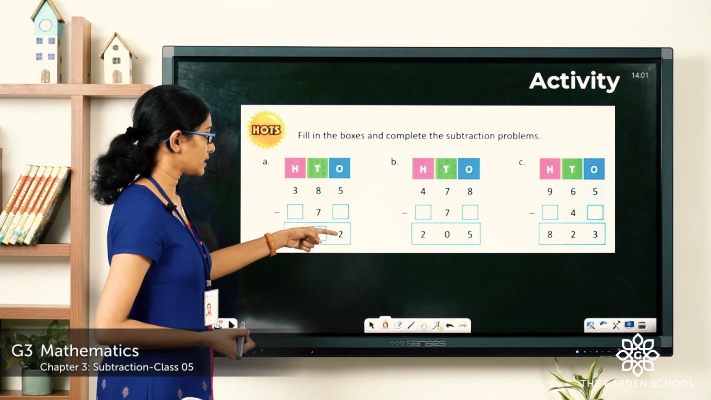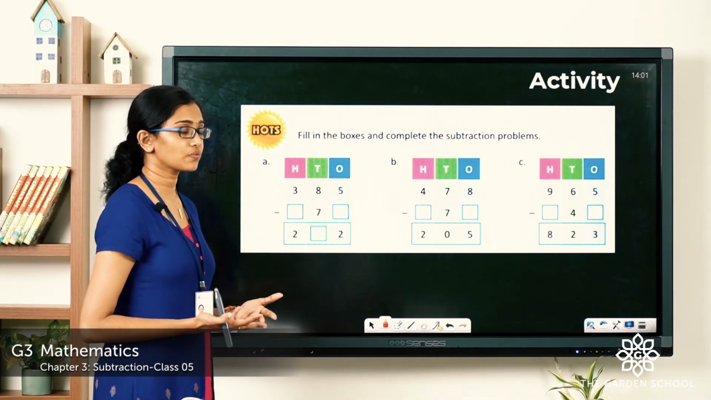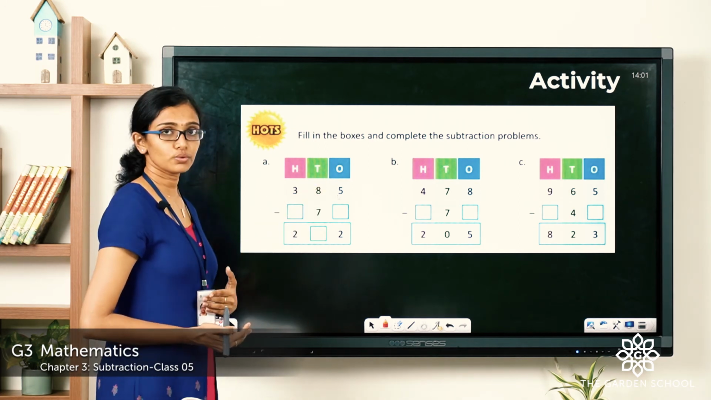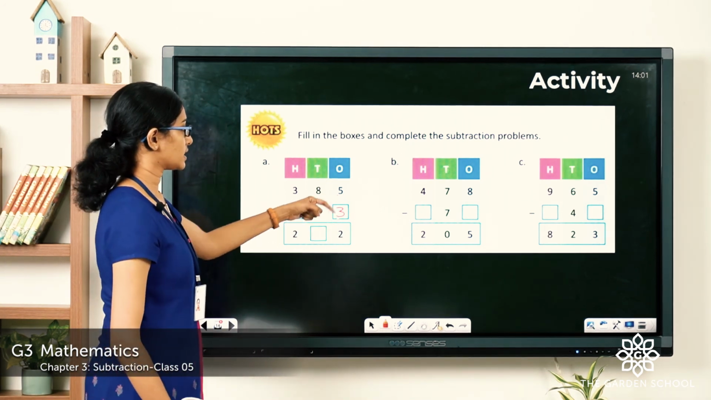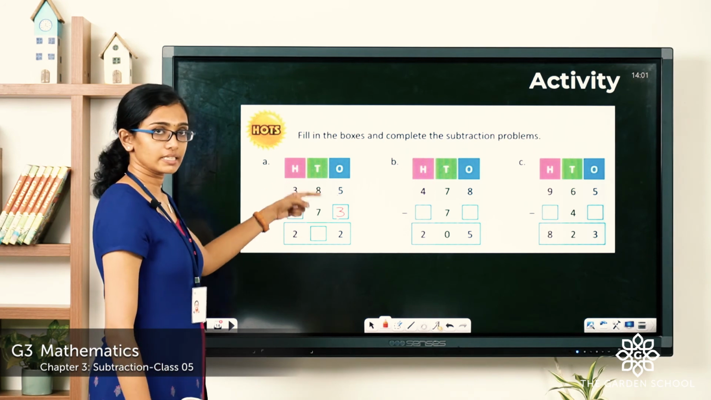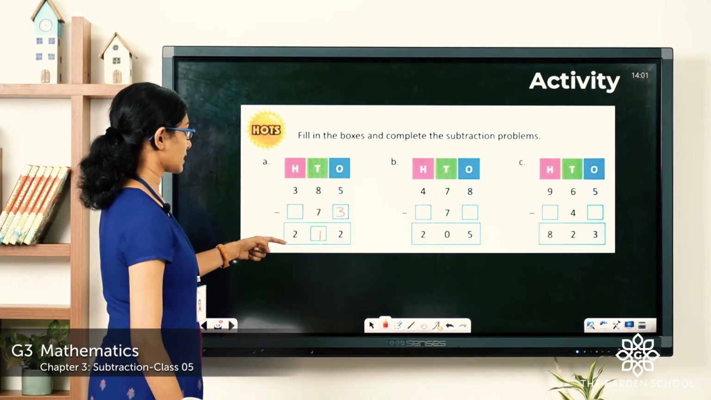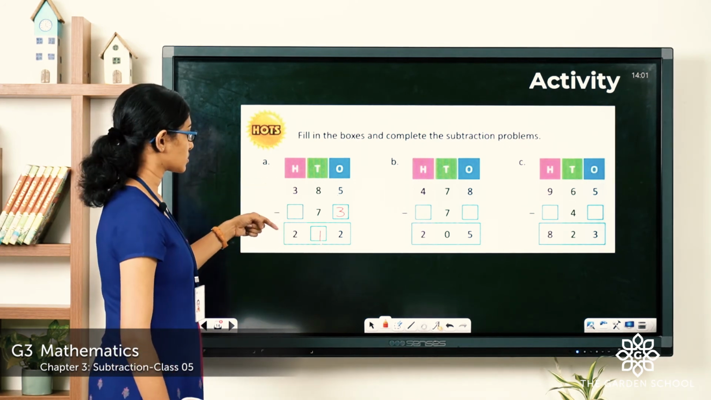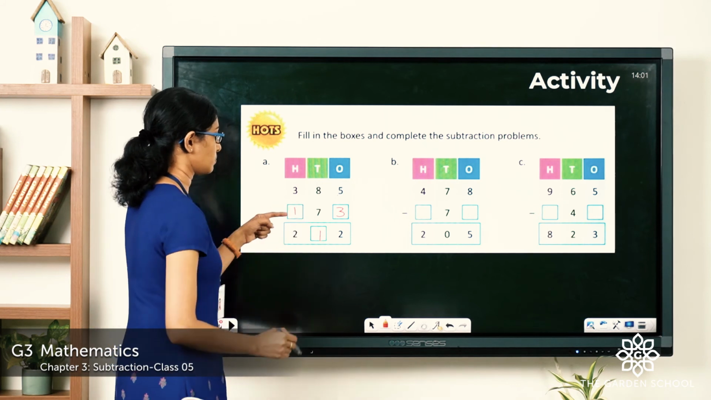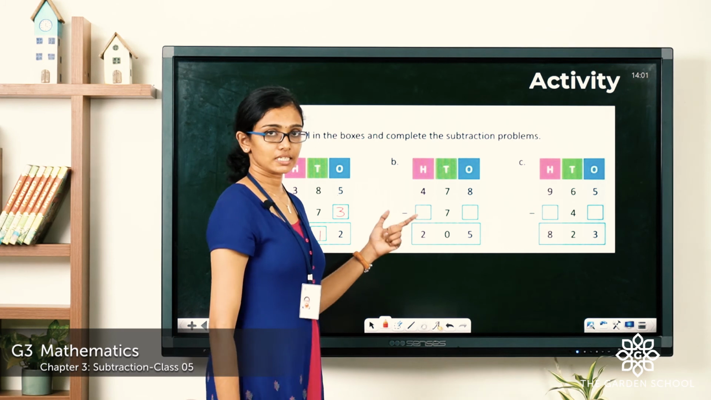So with that in mind, let's see, 2 plus dash gives 5. 2 plus what gives 5? Or 5 minus 2, it is 3. 2 plus 3 gives you 5. So here we can find the difference directly. 8 minus 7, it is 1. And here again, 2 plus dash gives 3. Or 3 minus 2, it is 1. 2 plus 1 gives you 3. So here, these are the correct missing digits.